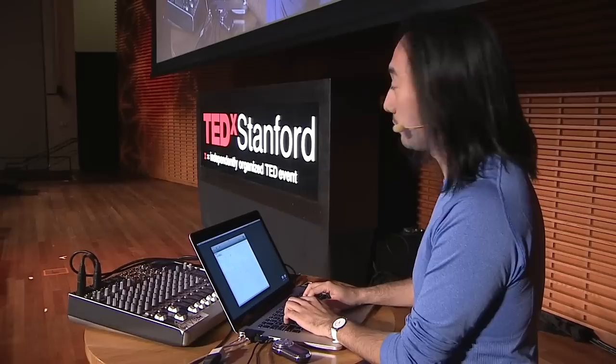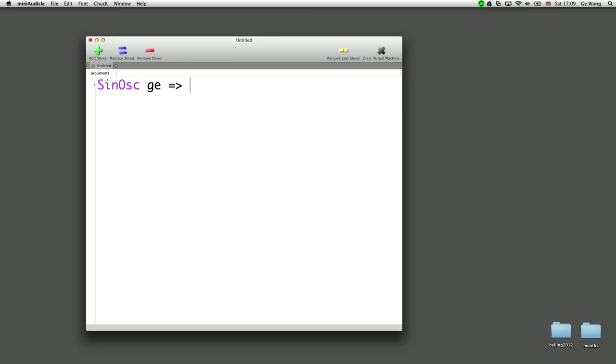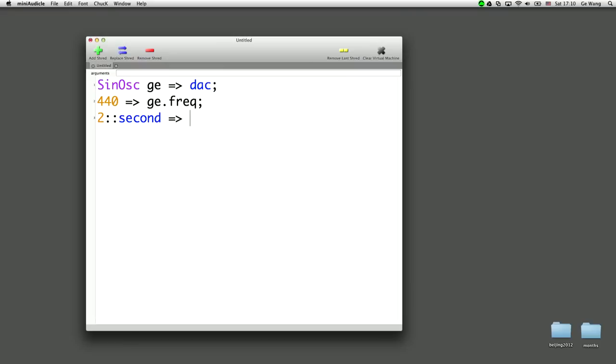First thing we're going to do is to make a sine wave oscillator. And we're going to call the sine wave generator G. And then we're going to connect G to the DAC. Now, this is kind of the abstraction for the sound output on my computer, okay? So I've connected myself to the speaker. Next, I'm going to say my frequency is 440 hertz. And I'm going to let time advance by 2 seconds through this operation. All right. So if I were to play this, you would hear a sine wave at 440 hertz for 2 seconds.